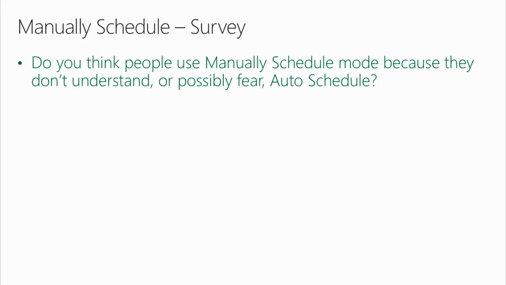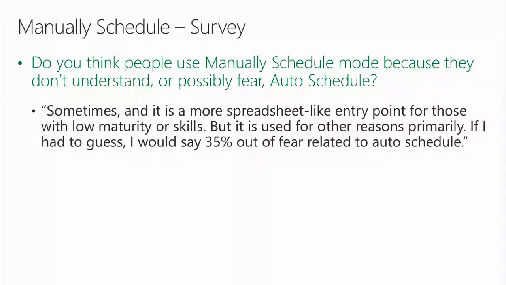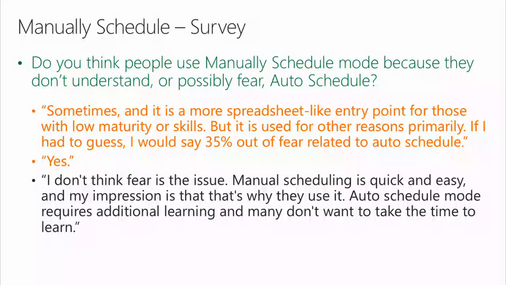Great question to ask. Okay? Sometimes, and it is a more spreadsheet-like entry point for those with low maturity or skills, but it is used for other reasons primarily. If I had to guess, I would say 35%, that's a big number, use it because they fear auto-schedule. The next one I'm going to put up there, I got multiple answers, and it's a one-word answer. That's alarming. Extremely alarming.